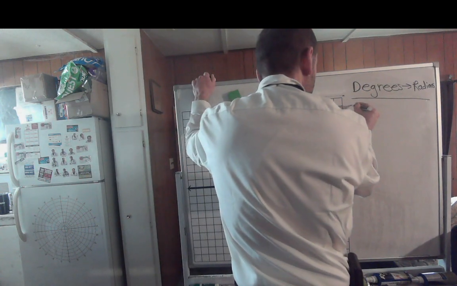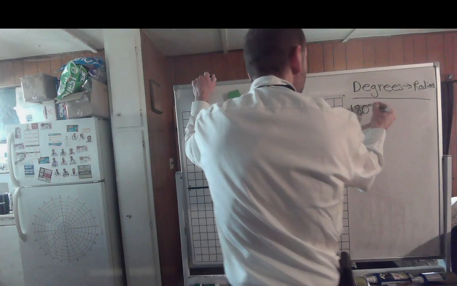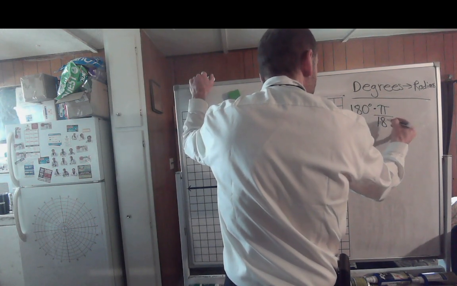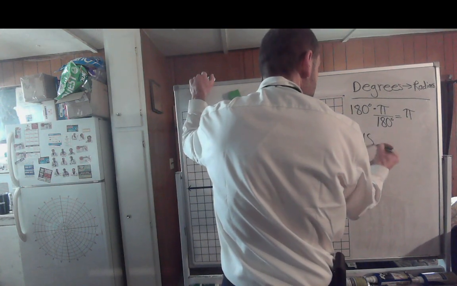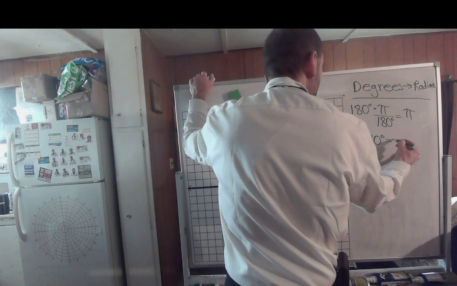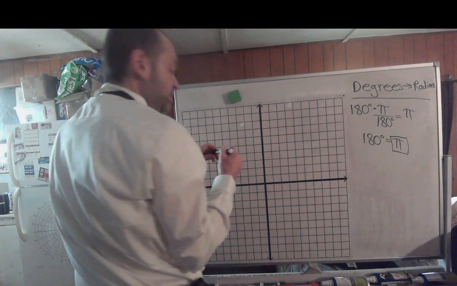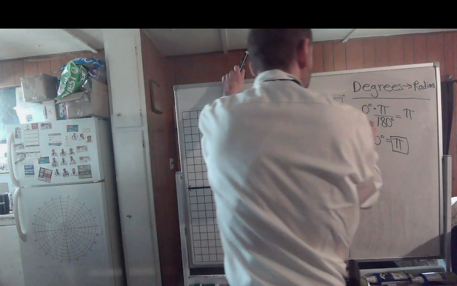Now 180 degrees, which would be a straight angle or half a circle, that's going to be 180 times pi over 180 degrees, which just gives you pi. So yes, 180 degrees equals 1 pi radian. That's exactly what you would get for 180.